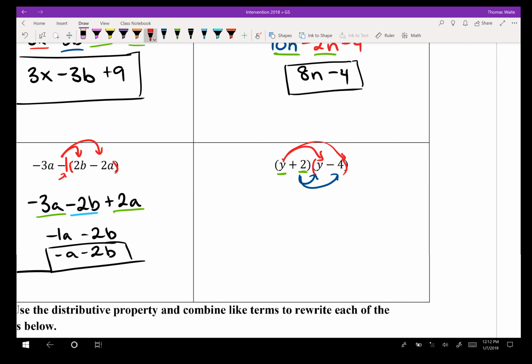So if I do the red ones, y times y is y squared. Y times negative 4 is negative 4y. That takes care of my first one. Now I can make a note and be like, I'm done. I've distributed my y to both of the pieces in the other group. And if I do the ones I did in blue, 2 times y is plus 2y. And 2 times negative 4 is negative 8.